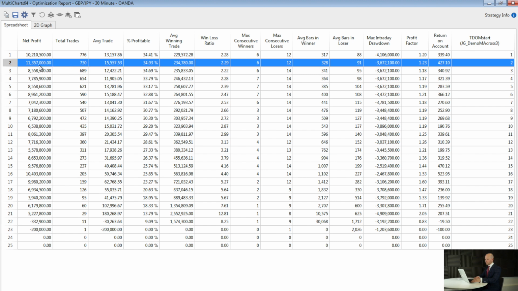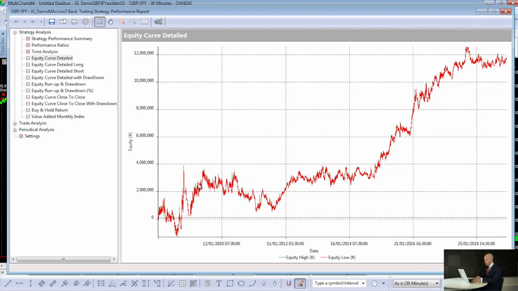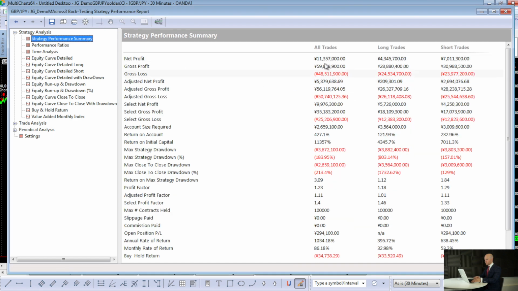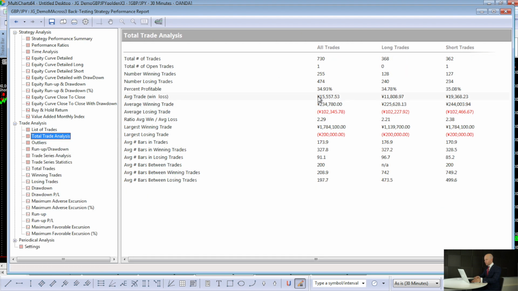So seeing as trading day 2 makes more net profit and a higher average trade than trading day 1, I'm going to use trading day 2 to start with. So currently we won't be taking any trades on the first trading day of the month. And let's see how that performs. The equity curve is slightly better throughout this earlier period. It's pretty similar through the rest of it. We're making more net profit at 11.3 million now, and we've got a higher average trade of 15,500 yen.